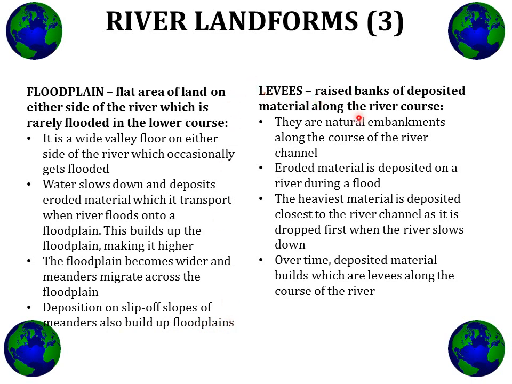Levees are raised banks of deposited material along the river course. Eroded material is deposited on a river during a flood. The heaviest material is deposited closest to the river channel, as it is dropped first when the river slows down. Over time, deposited material builds up, which are levees along the course of the river.